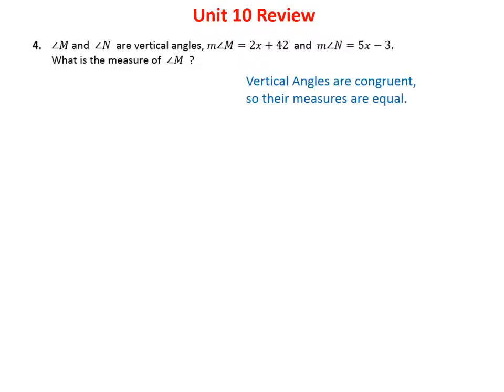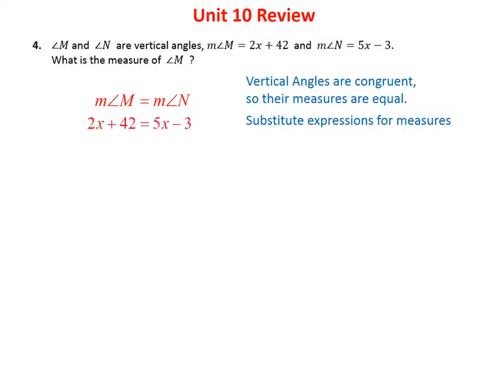First of all, because vertical angles are congruent, their measures are congruent. So we know that the measure of M equals the measure of N. Now we're going to substitute in the 2 algebraic expressions that we have for these. So for M, we put in 2x plus 42, and for N, we put in 5x minus 3. We're now in a position where we can solve for x. Now be careful at this point. We are not being asked what x is. We're being asked what M is. But to find M, we have to find x.